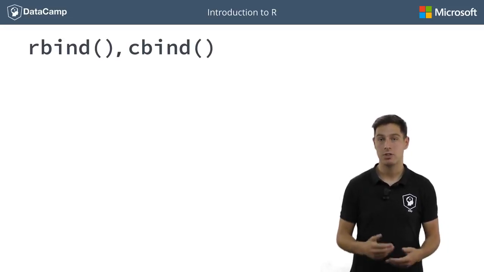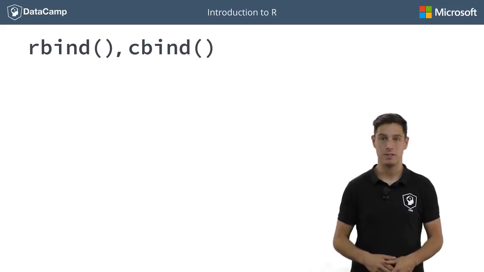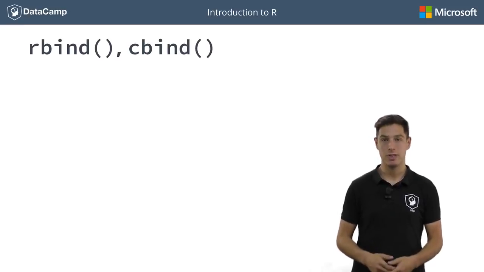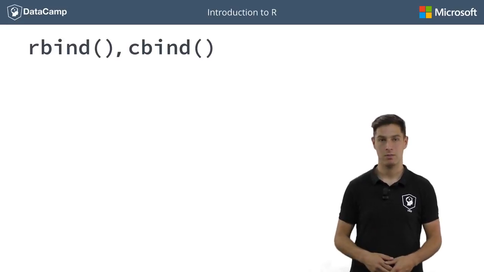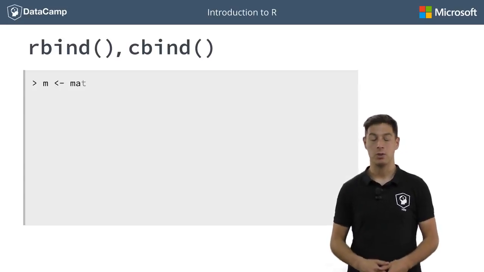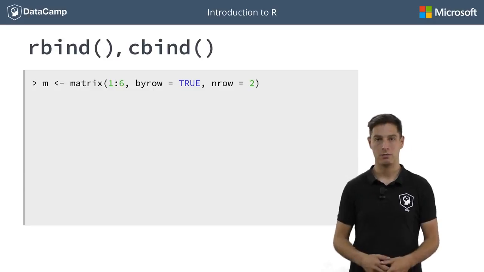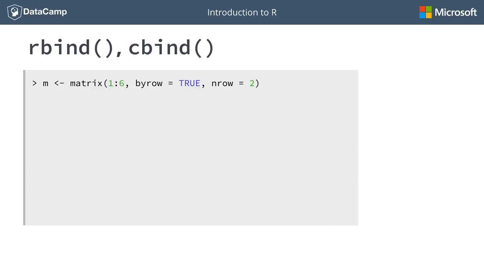The bind functions I just introduced can also handle matrices actually, so you can easily use them to paste another row or another column to an already existing matrix. Suppose you have a matrix M, containing the elements 1 to 6. If you want to add another row to it, containing the values 7, 8 and 9, you could simply run this command. You can do a similar thing with cbind.